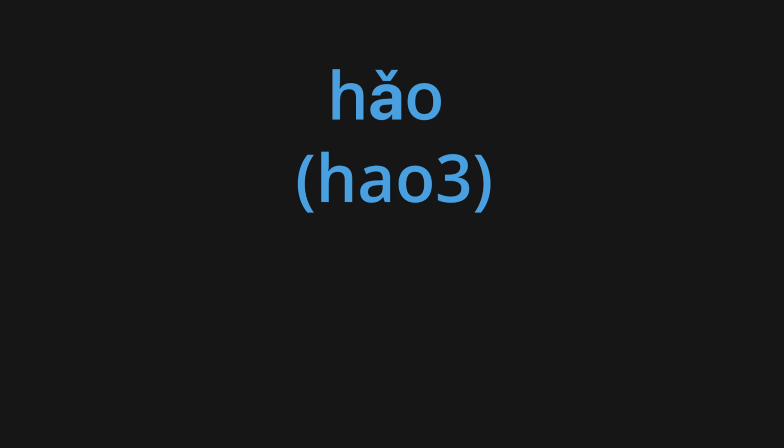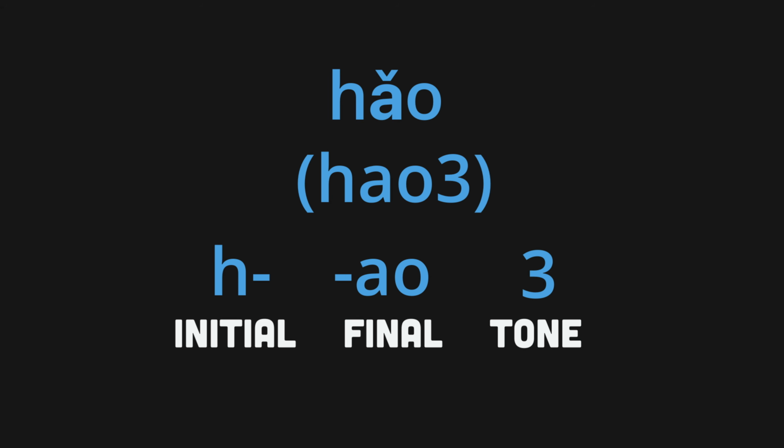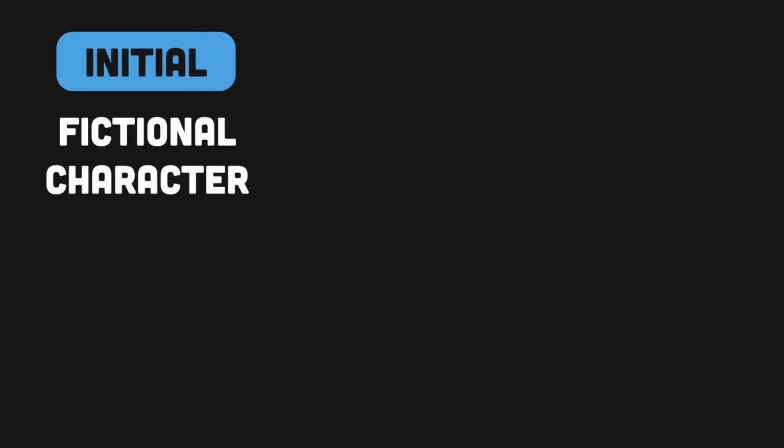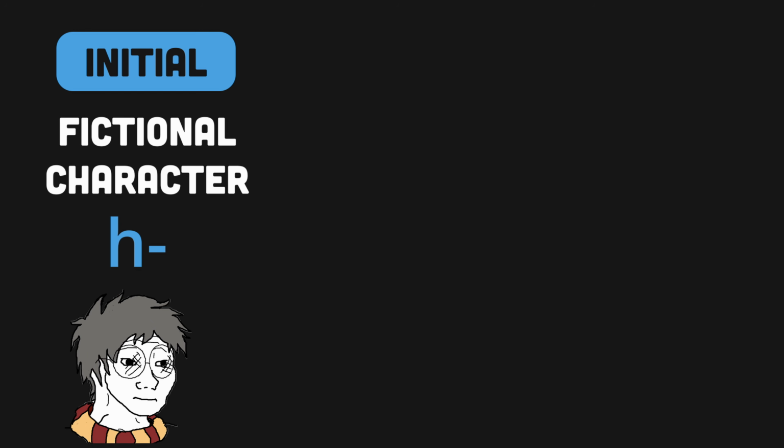To visualize pronunciation, we can break the syllable into its pinyin initial, final, and tone. We can assign these a mnemonic association based on the spelling or pronunciation of each of these pinyin parts. The pinyin initial can be associated with a fictional character. For the initial H, we can visualize Harry Potter since he also starts with the letter H.